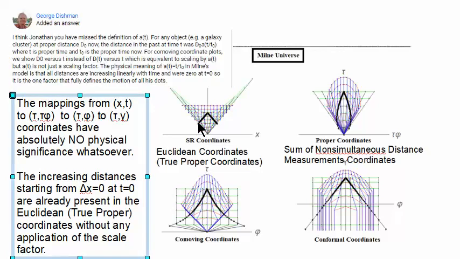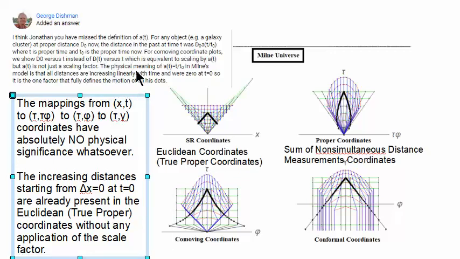So once again, the mappings from x comma t to tau comma phi, to tau comma curly upsilon coordinates have absolutely no physical significance whatsoever. The increasing distances, starting from delta x equals 0 at t equals 0, are already present in the Euclidean coordinates, the true proper time, without any application of any scale factor.